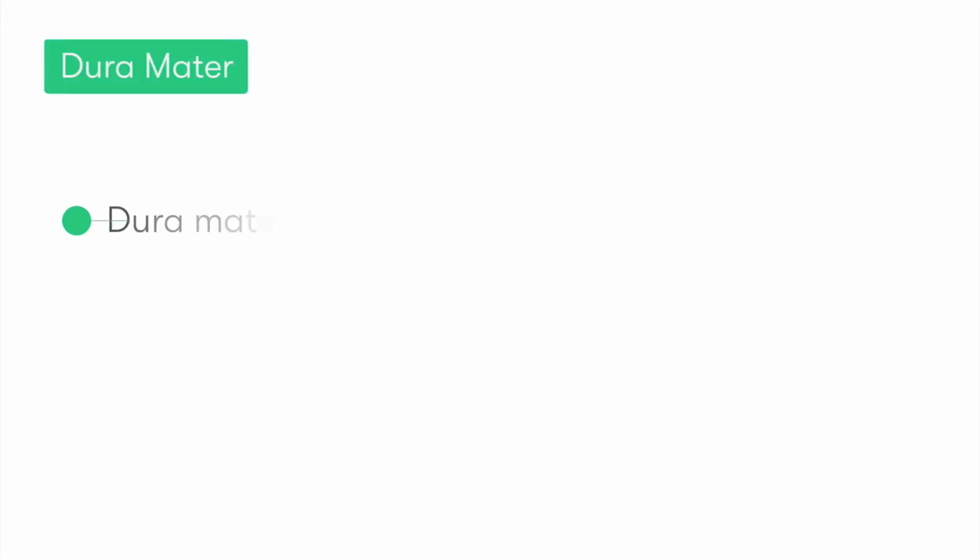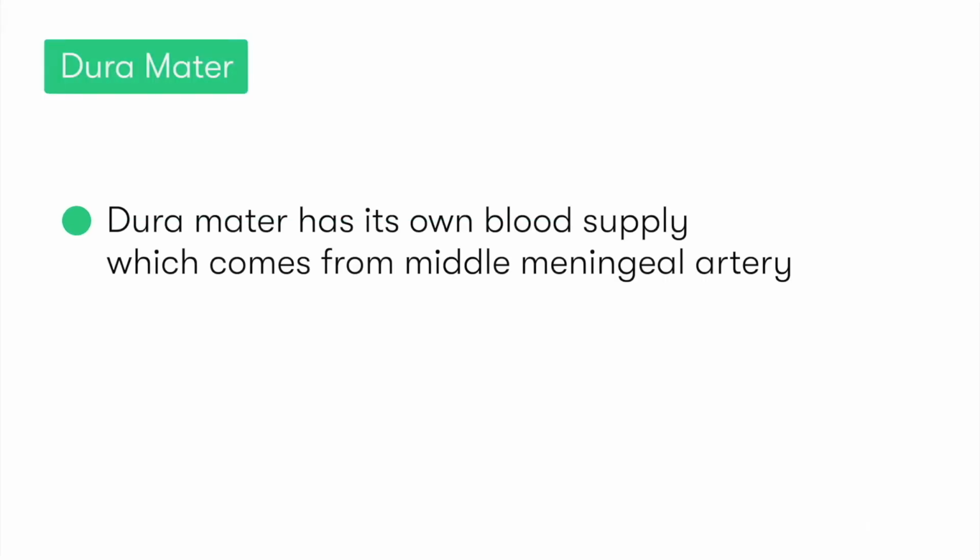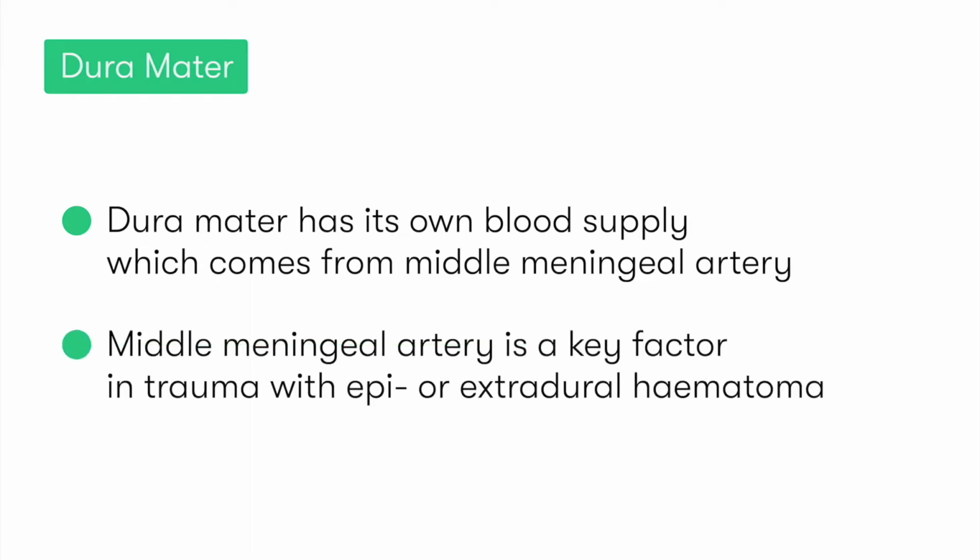The dura mater actually has its own blood supply, and this comes from the middle meningeal artery. And as we'll see later on in this tutorial series, this artery is a key factor with regards to trauma which results in an epidural or an extradural hematoma.